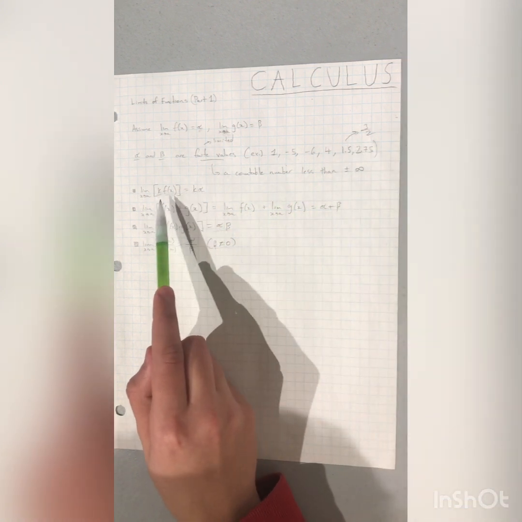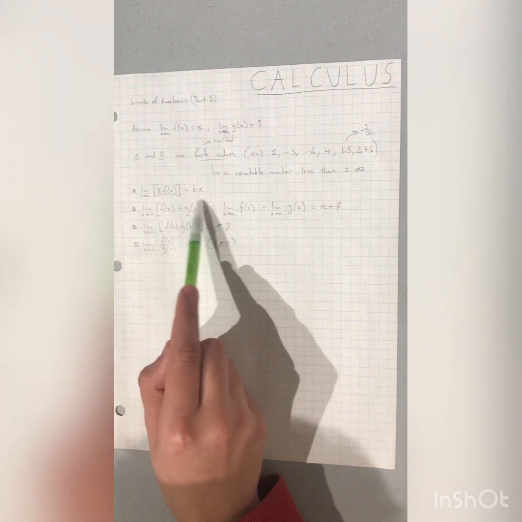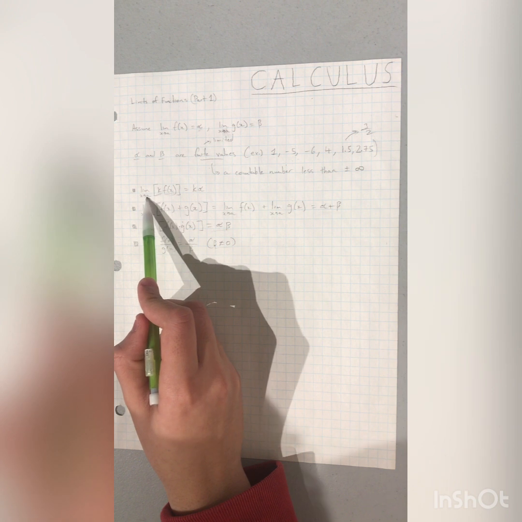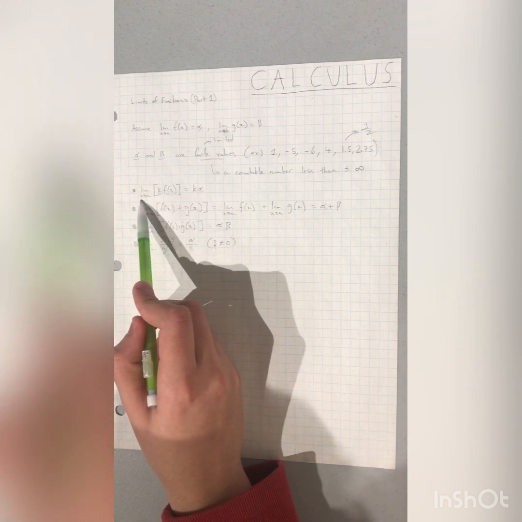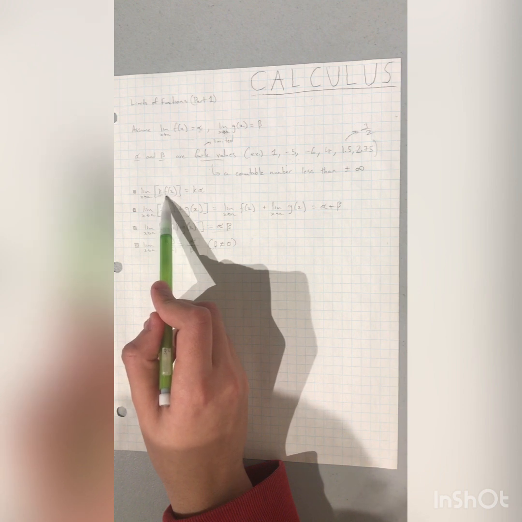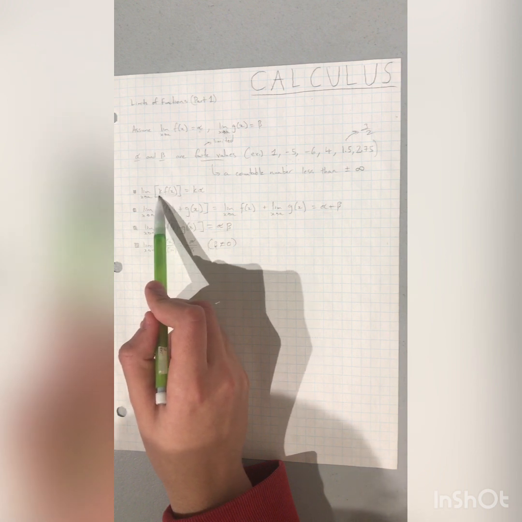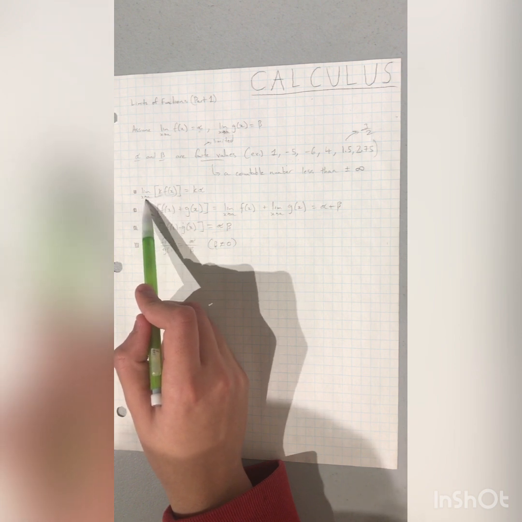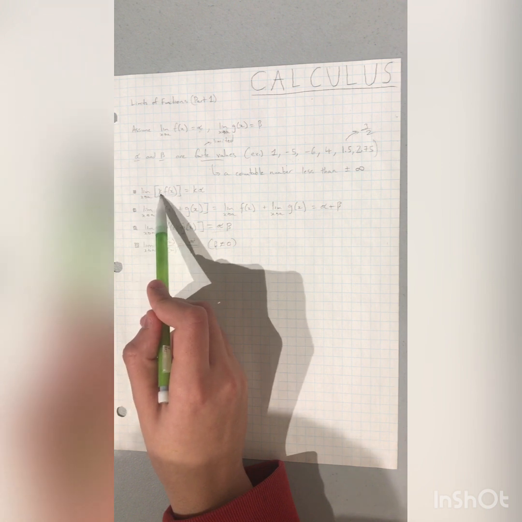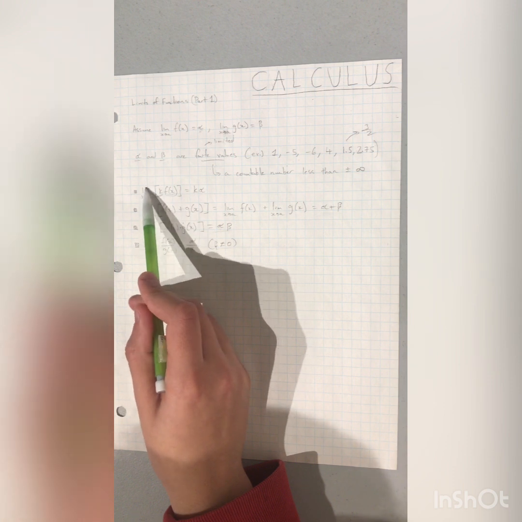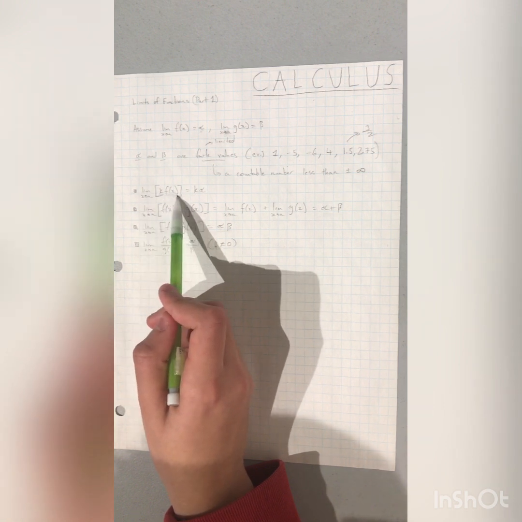So let's start off with a list of formulas. Our first formula is the limit as x approaches a for k times f of x. Know that k is a constant. So as x approaches a, there is no x in k, so k is left alone. So the limit only affects f of x.